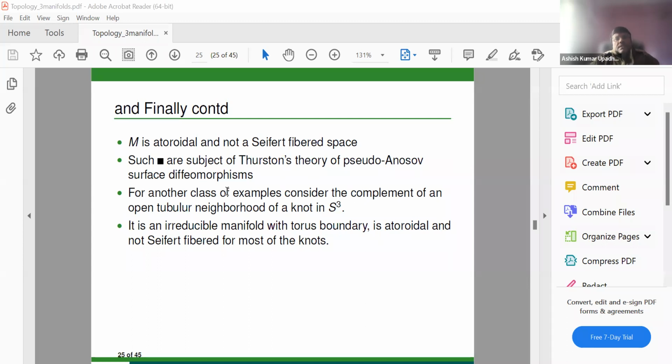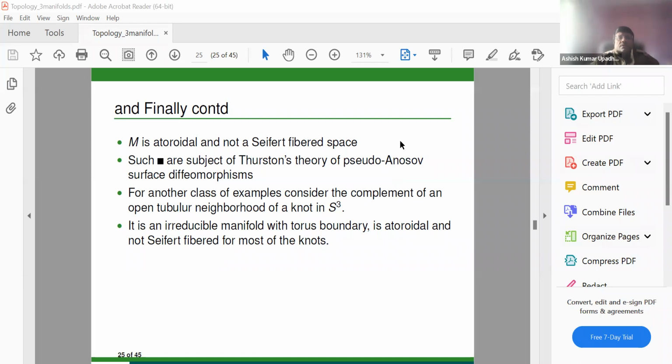If you want another class of examples, consider the complement of an open tubular neighborhood of a knot in S^3, as I have already mentioned. It is an irreducible manifold with torus boundary. It is atoroidal and not Seifert fibered for most knots. Okay, so these are some observations about topology.